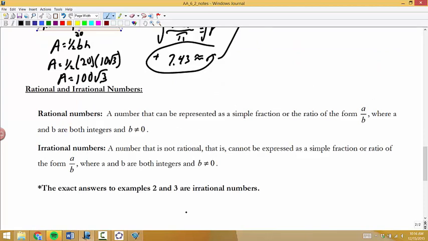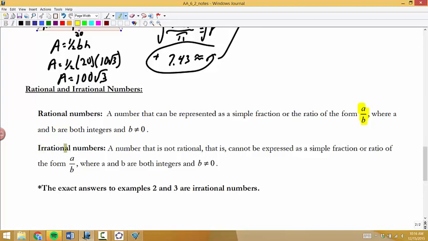All right, the final thing I'd like to look at is a concept that you should be familiar with already, and that's the idea of rational numbers and irrational numbers. Really, the key to rational and irrational numbers is, can the number be written as a fraction? So any number that can be written as a fraction, a over b, is considered a rational number. An irrational number is not rational, so everything that is not rational would be irrational, and cannot be expressed as a simple fraction, a over b.